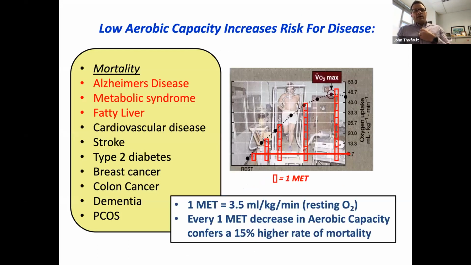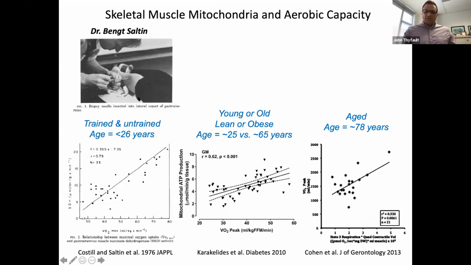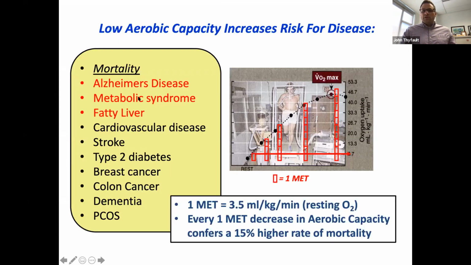And I talked about mortality already, but I also want to highlight that multiple chronic disease states have been individually and independently linked to aerobic capacity, such that if you have low aerobic capacity, your risk for these disease conditions goes up significantly. Three of those diseases I'm going to talk about today are Alzheimer's disease, the metabolic syndrome, and fatty liver. Other diseases are listed below, including cancer, breast cancer, and colon cancer in particular.